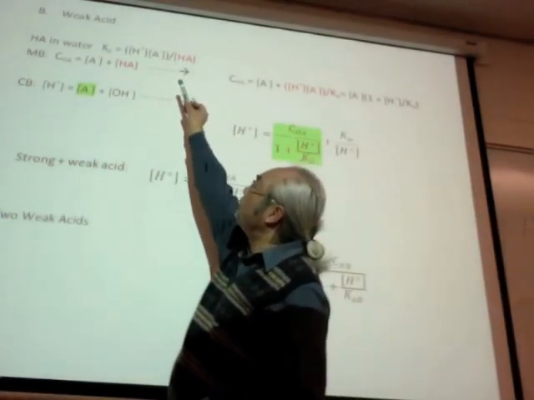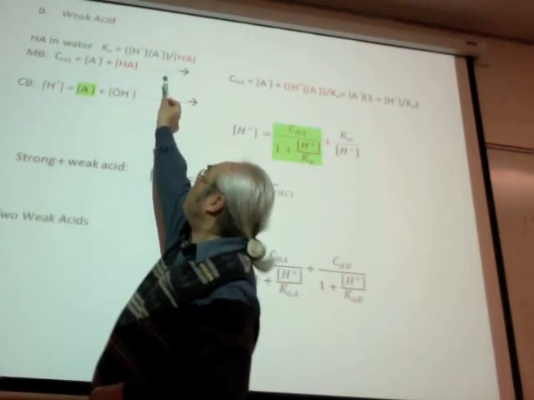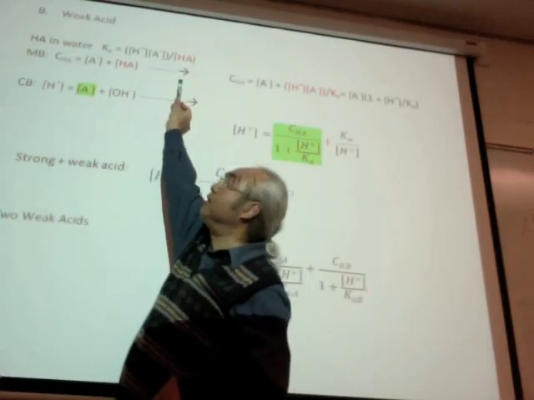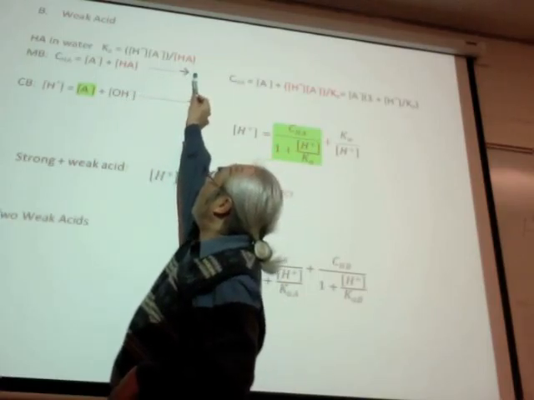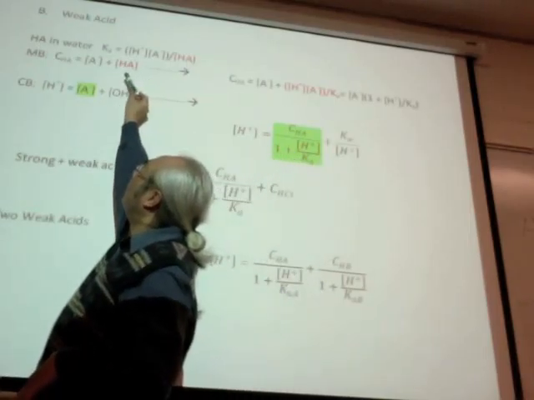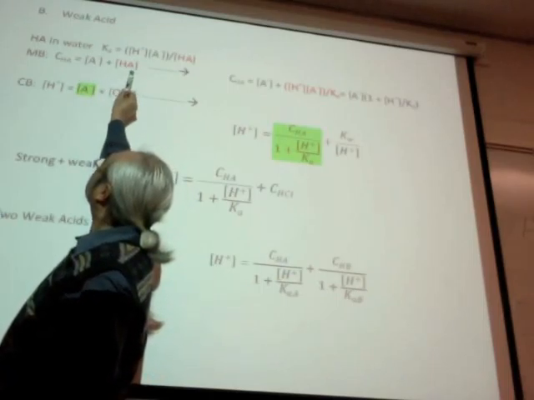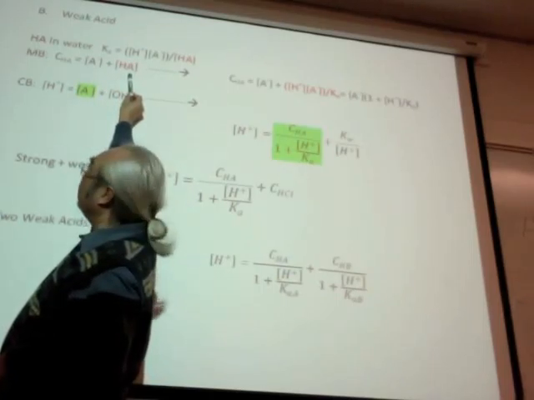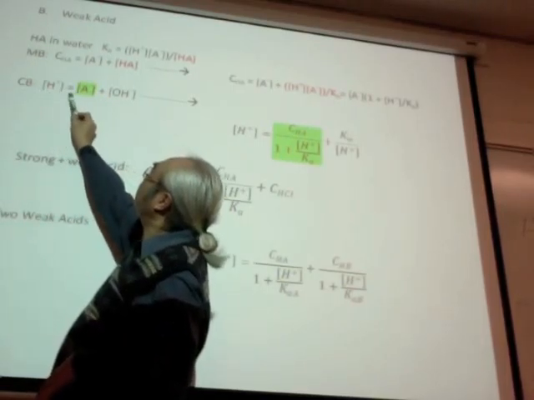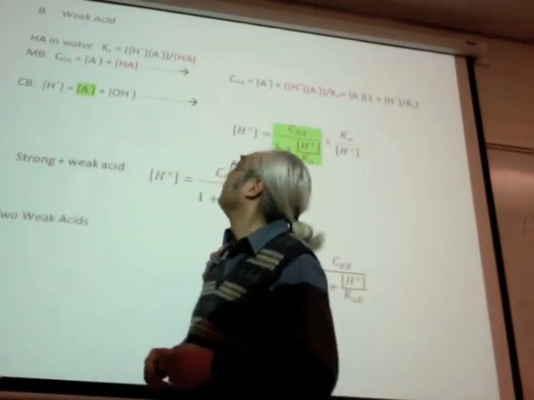Okay, so let's use a weak acid. So HA, weak acid in water, then you can write the Ka, the product over reactant like that. Then highlight the HA. Okay, then write the mass balance expression, those not ionized versus those ionized, right? Then charge balance, the plus charge on one side, negative charge on the other side.